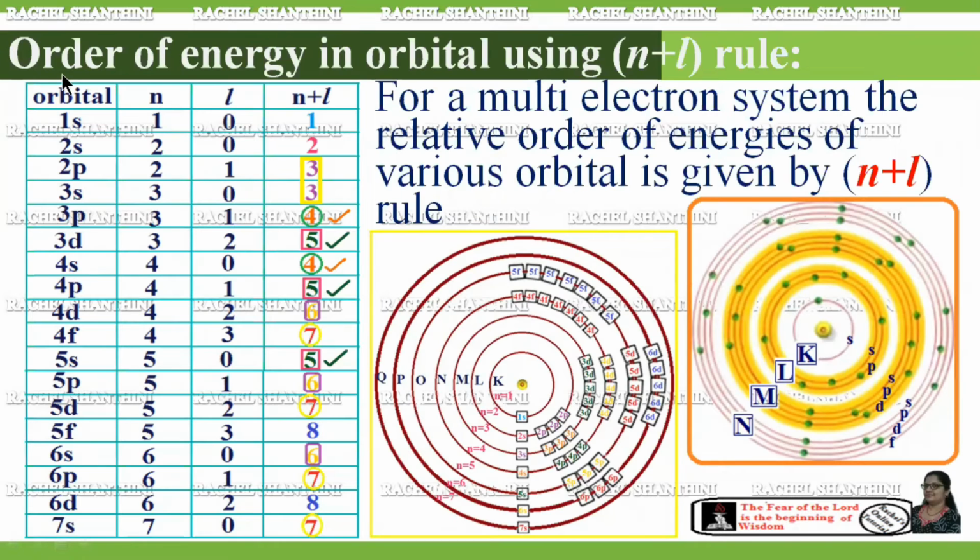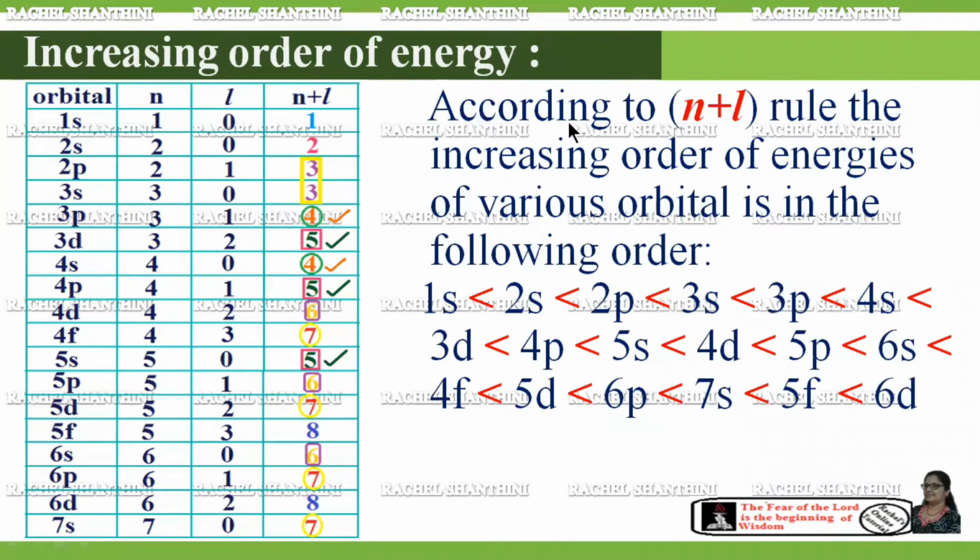In the previous session, we have discussed the order of energy in orbitals using n plus l rule, right? In that, we have discussed a subshell with lower value of n plus l has the lower energy. And if two subshells have equal value of n plus l, then the subshell with lower value of n has lower energy. And we have learned that according to n plus l rule, the increasing order of energies of various orbitals is in the following order.